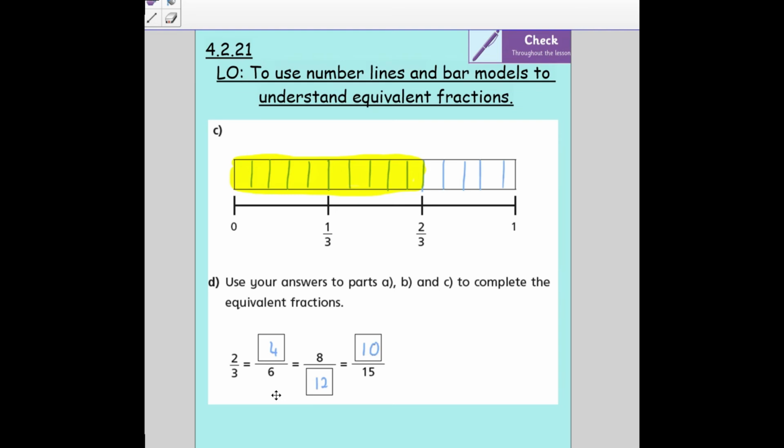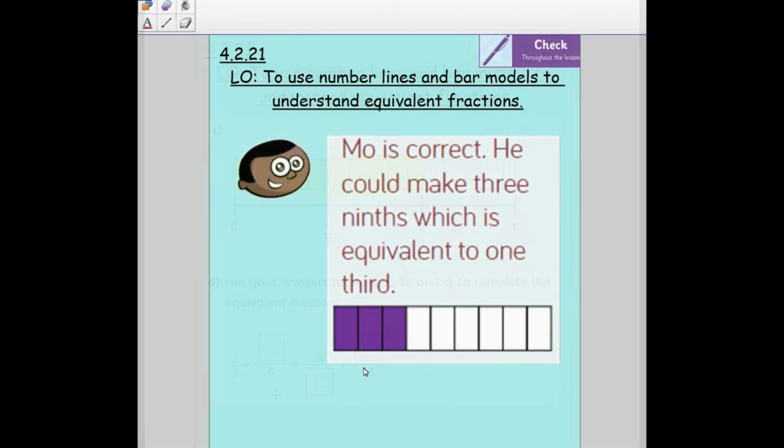Then you would have used all of your answers to be able to work out D. So 2/3 was the same as 4/6 in A, then 4/6 was the same as 8/12 in B, and then you can see there that 10/15 is the same as 2/3 in C. Good job. Let's have a look at this one. Mo is correct. He could make 3/9, which is equivalent to the 1/3 that Teddy made.